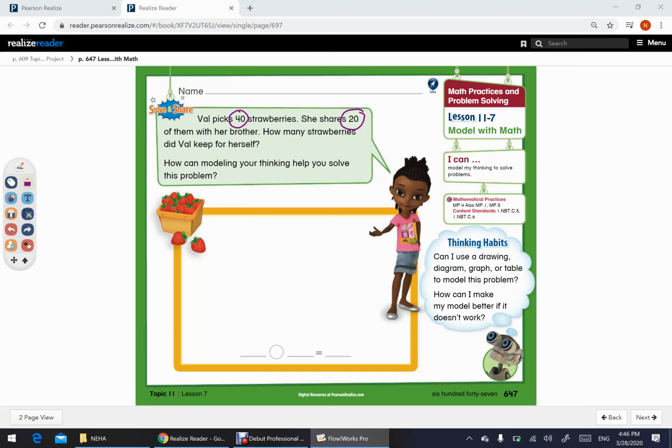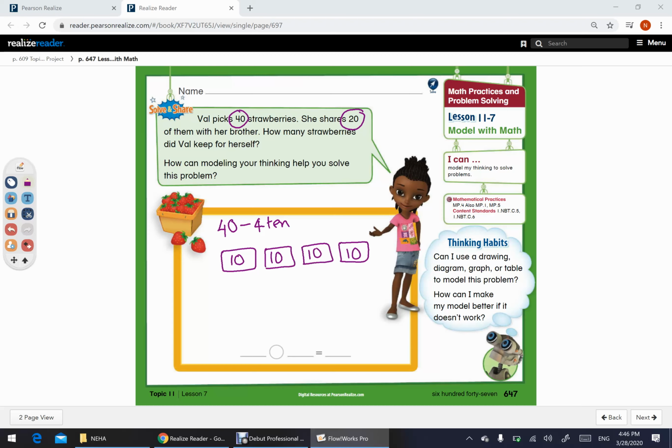So how about if I make 40? I know 40 is same like 4 tens, right? So can I draw 4 tens like that? 10, 20, 30, 40. So here I have to model my problem and then I will solve it, okay?